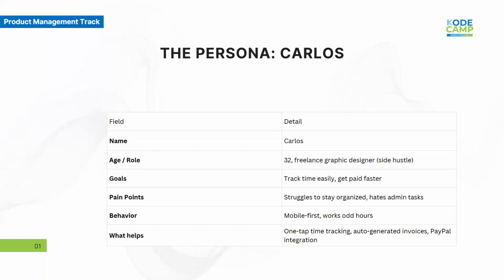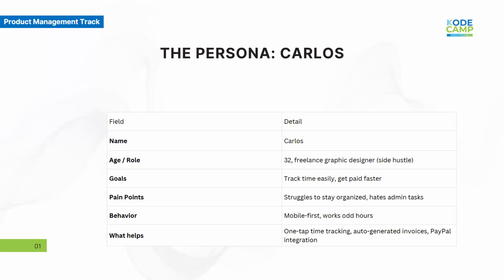And finally, what would help Carlos? He would benefit from something like one-tap time tracking, right? He needs automatic invoicing that does the calculations for him, and integration with payment services like maybe Paystack or PayPal. All of those things will make it easy for him to get paid without having to think too much about it.